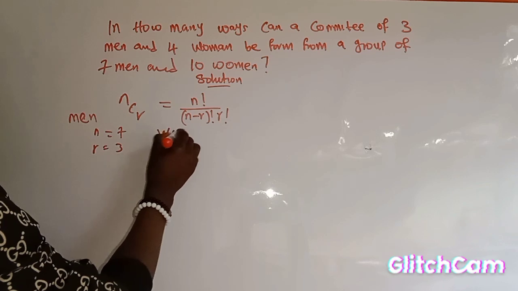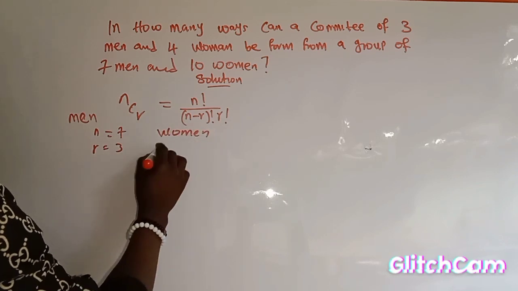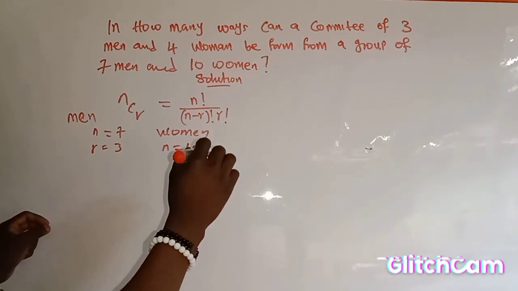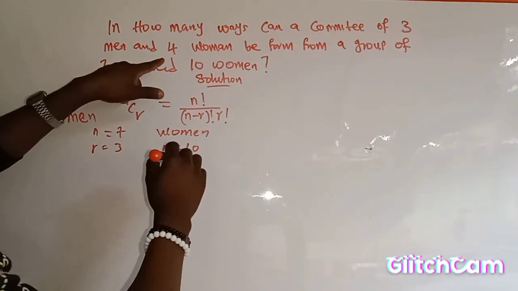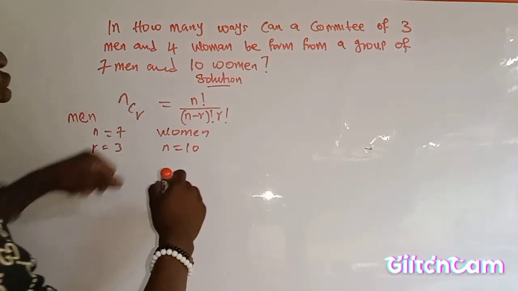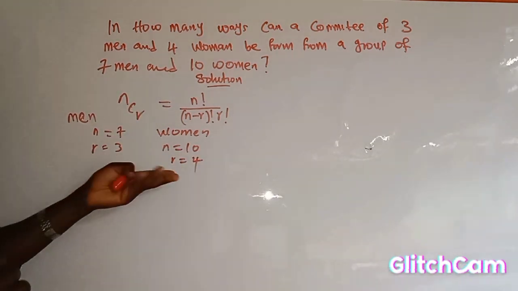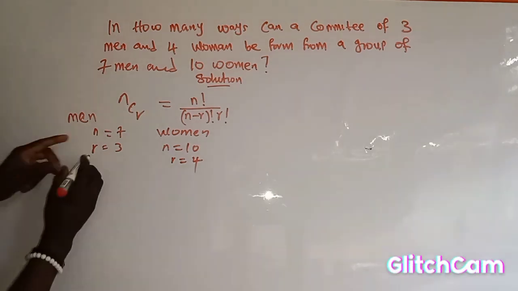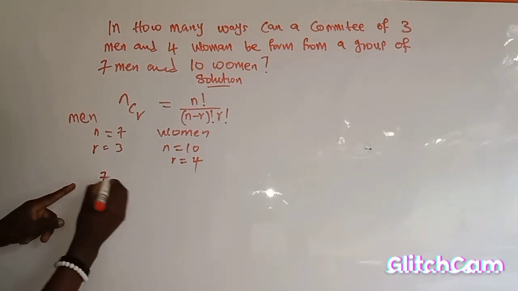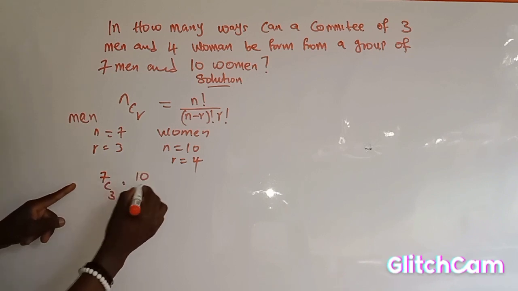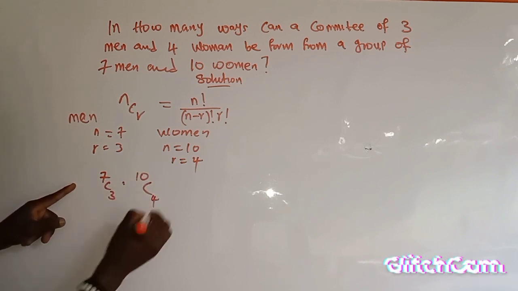And for women, my n will be equal to 10 because we have a group of 10 women, and we are asked to form a committee of 4 out of the 10. So my r will be equal to 4. So from here, using this formula, I'll have for men, 7 combination 3, multiplied by, for women, 10 combination 4.